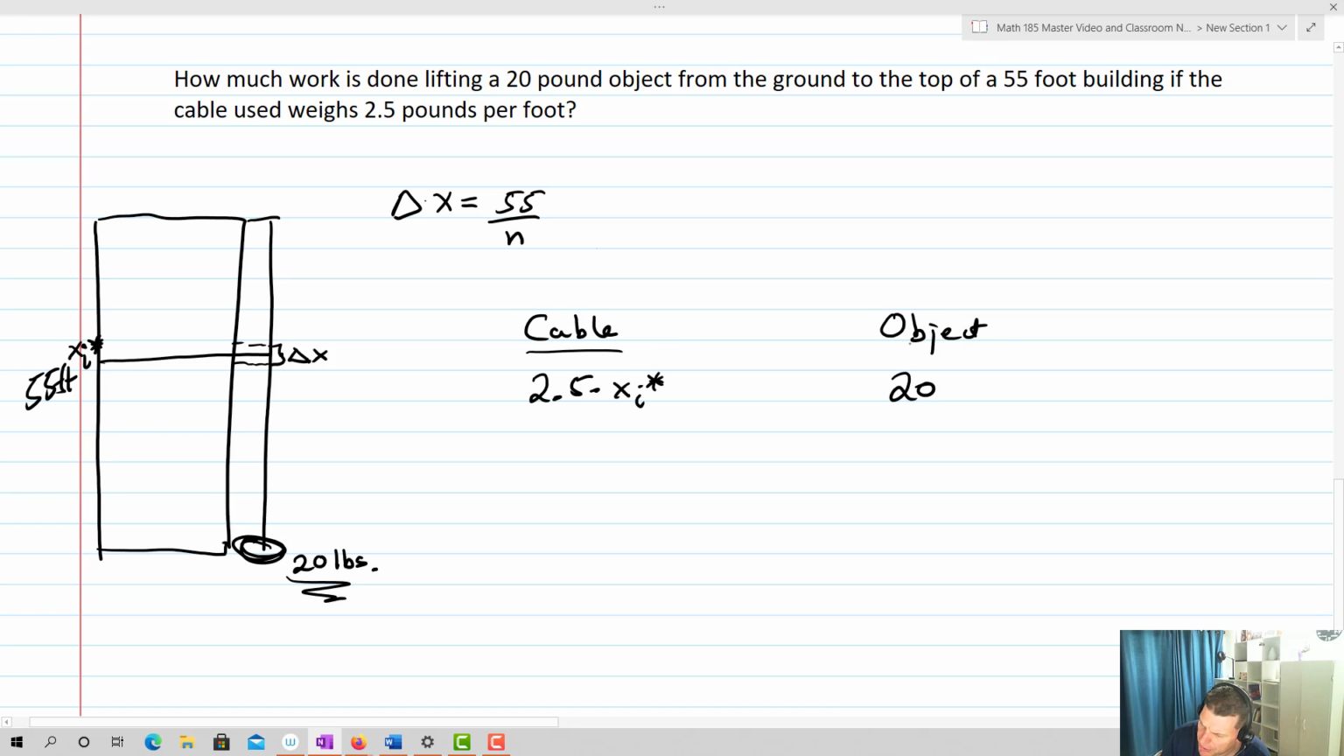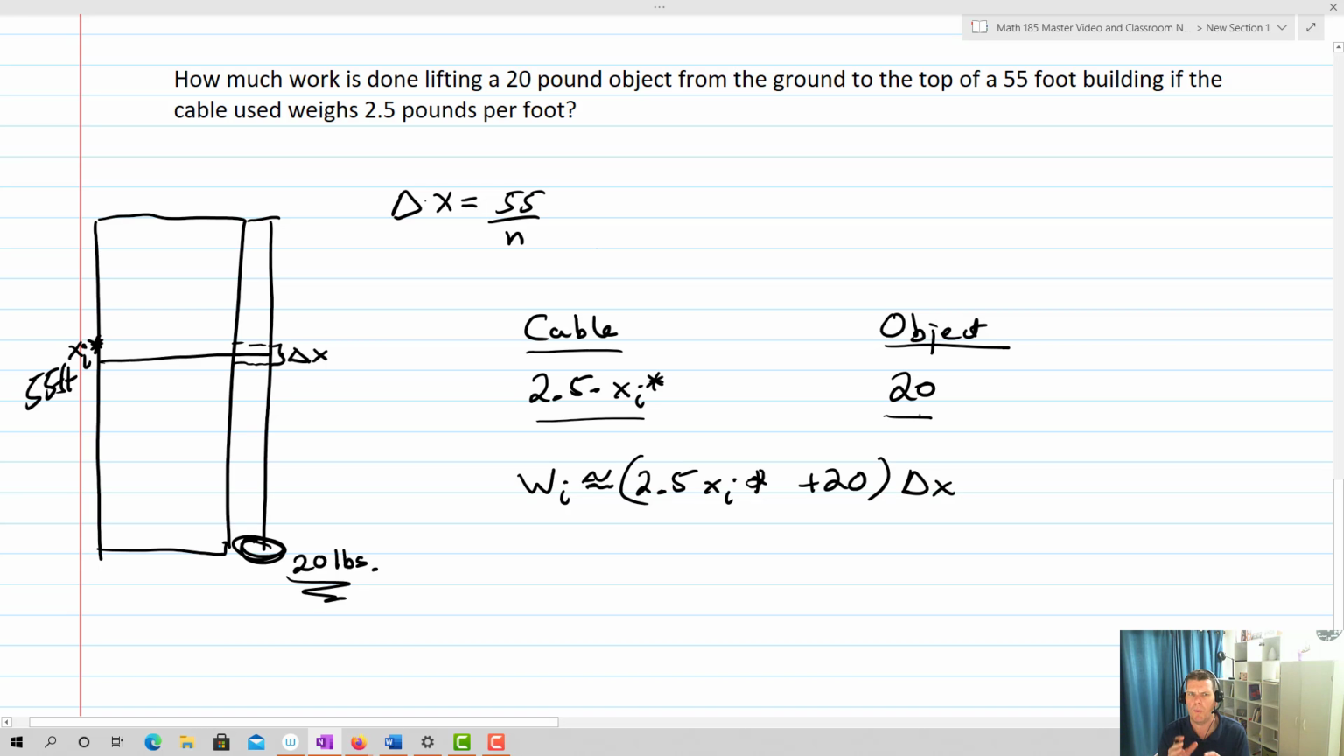So there's my cable, there's my object. Now what I'm going to do is ask myself, well, the work done on the ith interval is going to be approximately 2.5 xi star plus 20, and then we're going to multiply that by delta x, because that's the amount of displacement, the distance that we're going to move the object, okay?